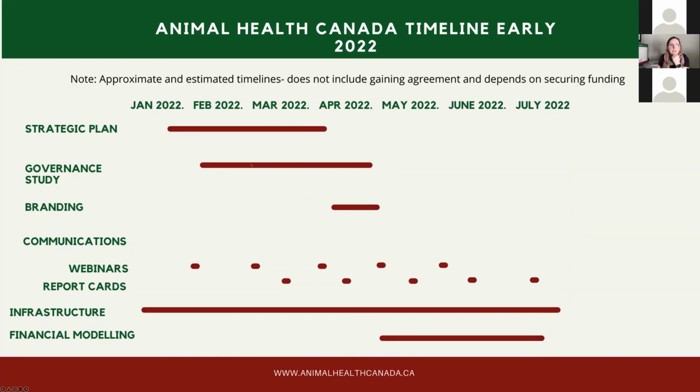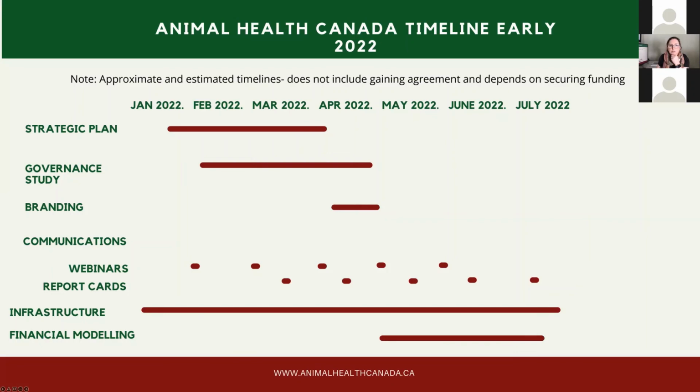So right now we're engaging in a strategic planning process. There will be stakeholder surveys going out in the coming weeks, and then a strategic planning session taking place in March with a report in April. A governance study has also been commissioned, which I mentioned before, and that's on the go. We're expecting a report in May.